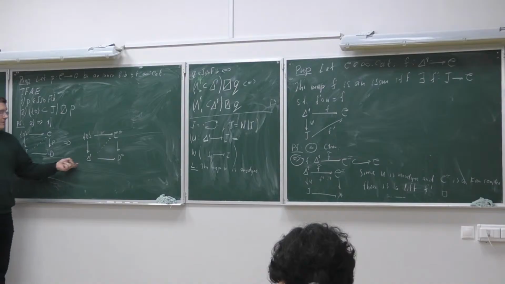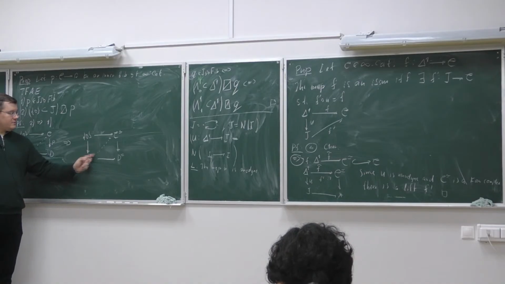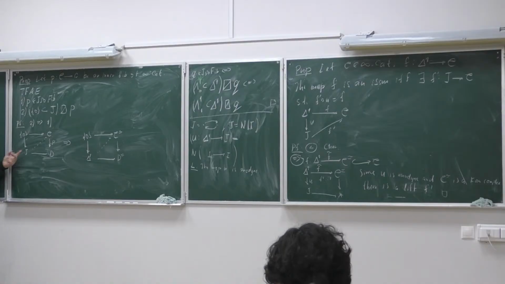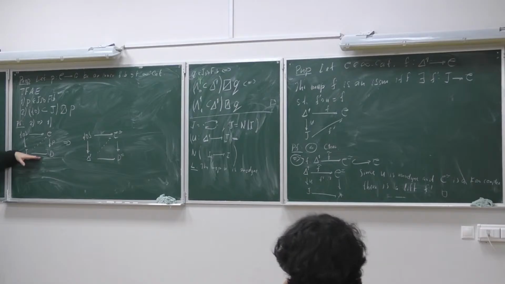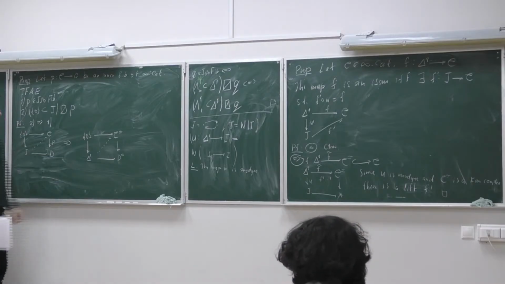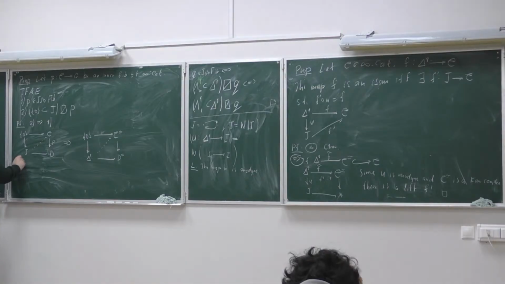If I need to have a solution like this, I need to know that this map is an isomorphism in the C, given that this is an isomorphism in the D. But this is indeed the case, since I know that this is an isomorphism in C. So if I have a solution of this, I immediately have a solution of this.